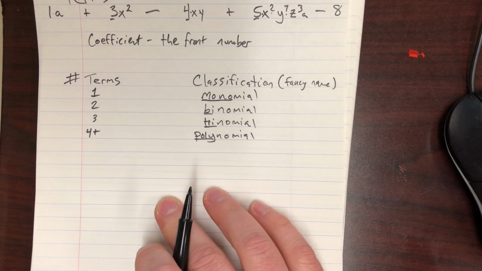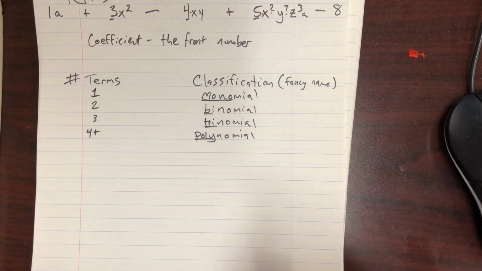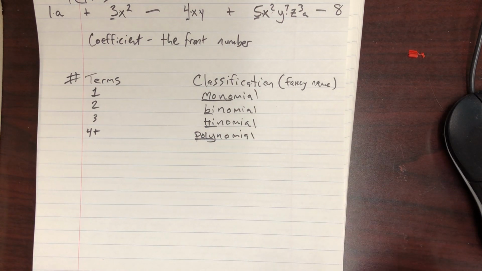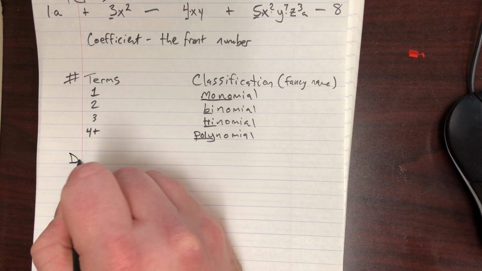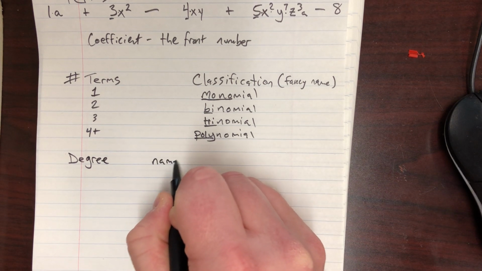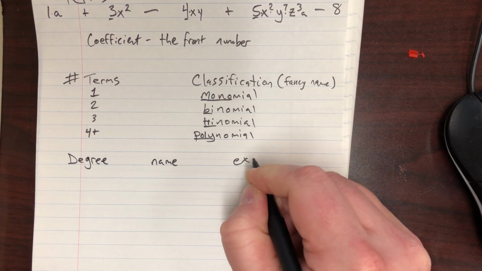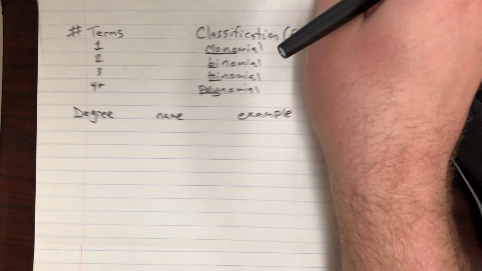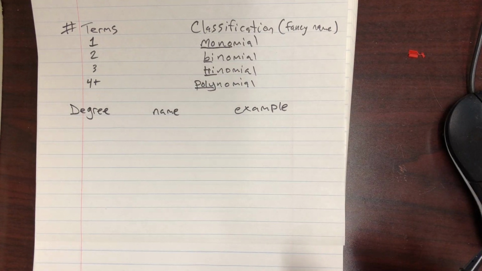Now let's classify by something called degree. And I'm actually going to give the classification first and then give some examples. So we'll look at degree here, we'll look at the name, and then we'll look at an example. And maybe through that, this will help. And I'm trying to keep this video under 10 minutes, so we'll stop after this.